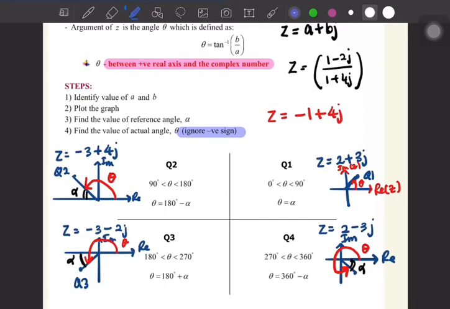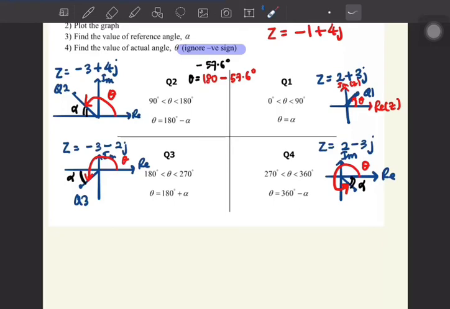Let's consider, let's say, your complex number lies in the second quadrant, and when you calculate the reference angle, you have the value of negative 57.6, let's say. To get the actual angle theta, you have to ignore the negative sign here. Don't include the negative sign. That's what I mean by this one. So therefore it should be 180 minus 57.6. To find the actual angle, you need to ignore the negative sign.